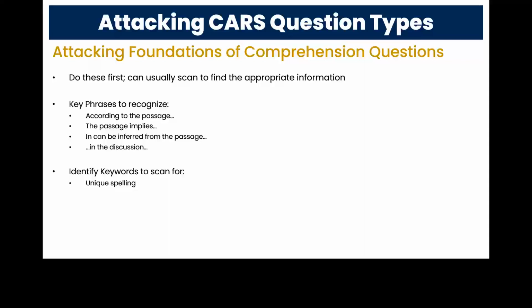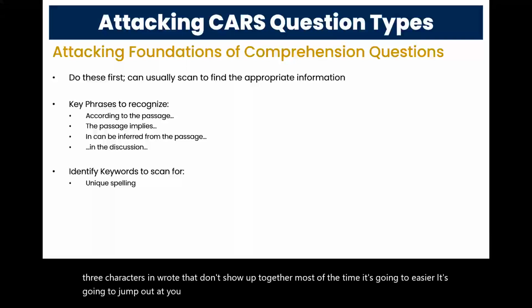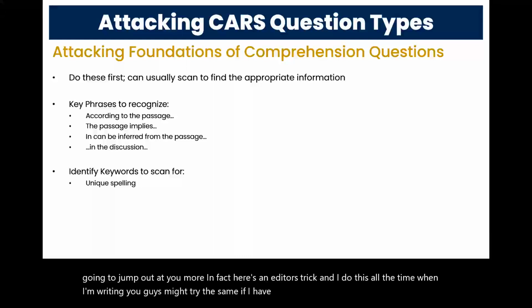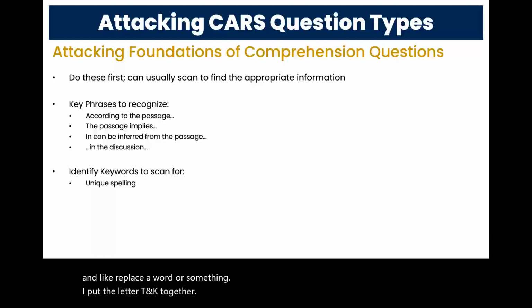Yeah, it's going to totally be easier to find. If you're looking for a unique pair of characters or three characters in a row that don't show up together most of the time, it's going to jump out at you more. In fact, here's an editor's trick. I do this all the time when I'm writing. You guys might try the same. If I have a place where I need to get back to and replace a word or something, I put the letter T and K together. So I put the letters TK, or the phrase TK.